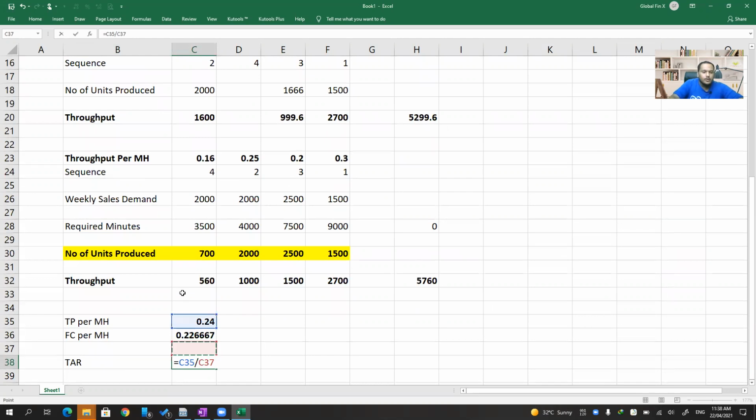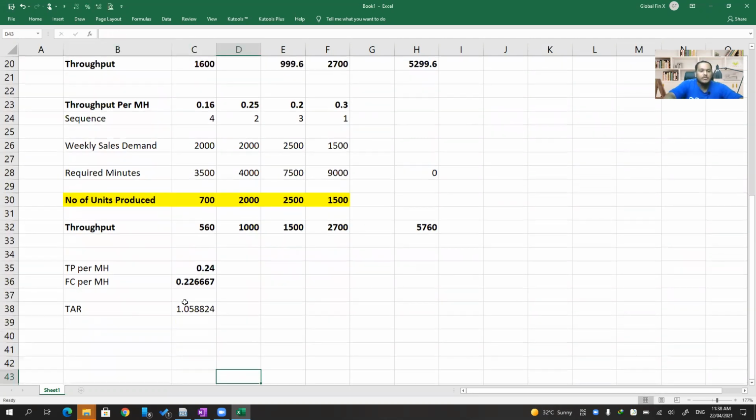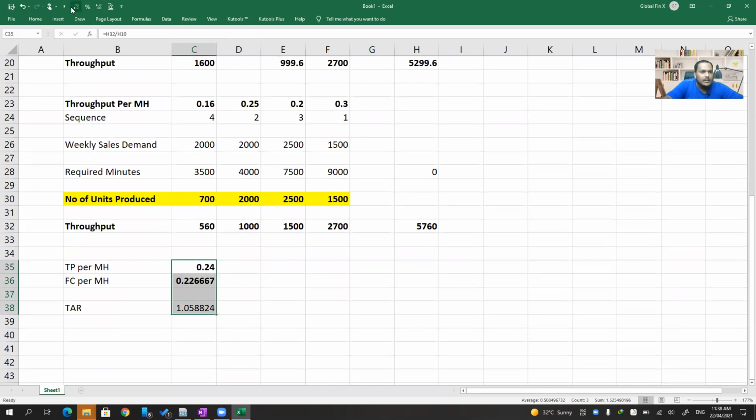So throughput accounting ratio would be 0.24 by 0.2266, which is 1.0506. That is your answer, my dear friends. As simple as that. Is that clear or any doubts?